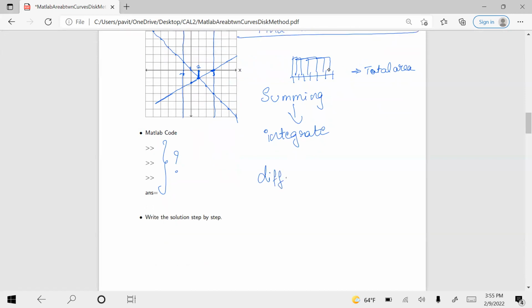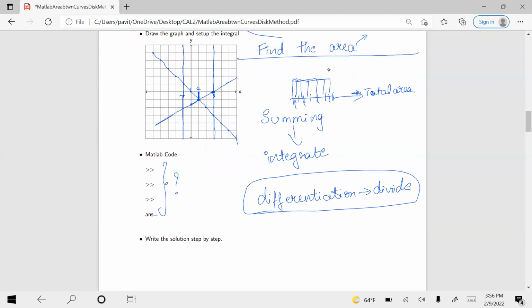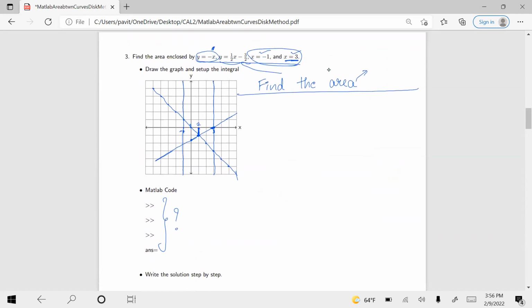When I mean differentiation, that means you're going to divide, right? So here you are not dividing, you are summing up. You are summing up each part to get the total area. So we are going to integrate. We are not going to use derivatives or do differentiation in finding the area. We are just going to use the antiderivative. Now we have two functions here, so I'm going to write two integration functions here.